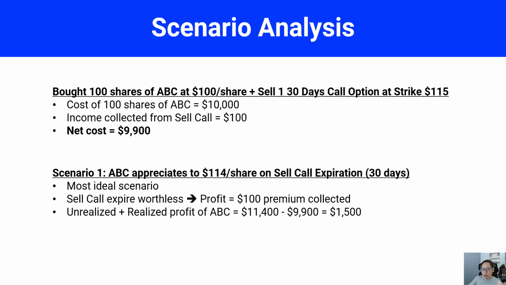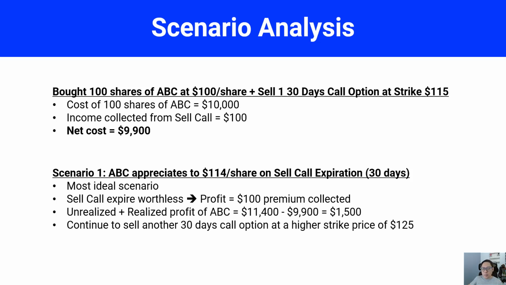Now, this is not the end of the story. Since your call option has expired, you are now entitled to sell another round of call option, this time increasing your strike price to the next identified resistance level. In this way, you continue to benefit from your stock ownership while yet continue to generate a consistent flow of short-term income from your sell call option. When done well, this can be a cycle that you can keep on repeating.